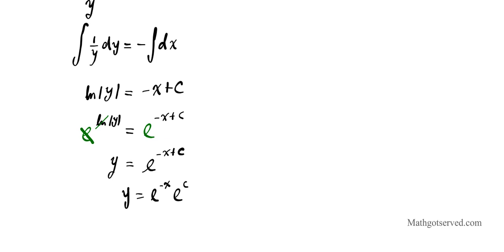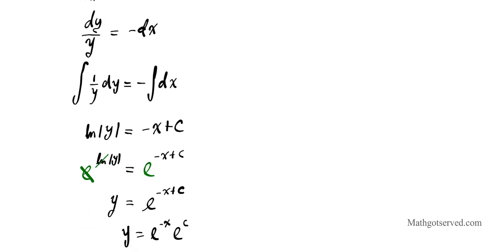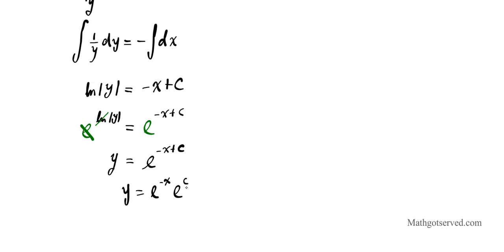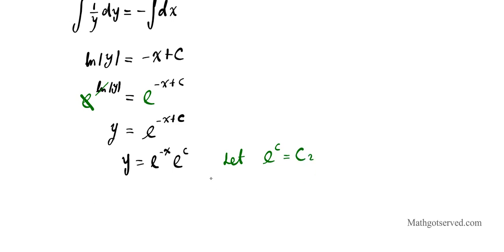Now, we also have an initial value situation here. We're told that f of 1 is equal to 1. So if I input 1 for x, the value of this expression is going to be equal to 1. Let's say that this e to the c is some constant. Let's call it c2. So it's just a constant. We don't know what the value of that constant is. You're about to find out. So we're going to have y equals e to the negative x times c2. If I can find out what the value of c2 is, then I can write down the equation that satisfies the differential equation.